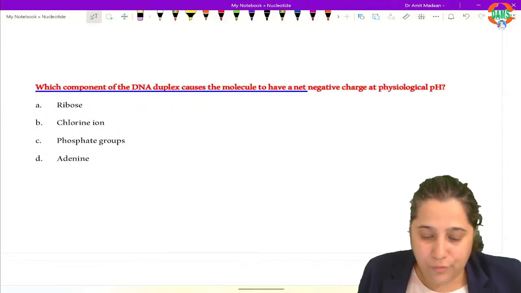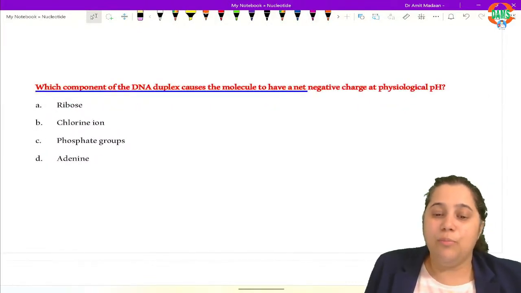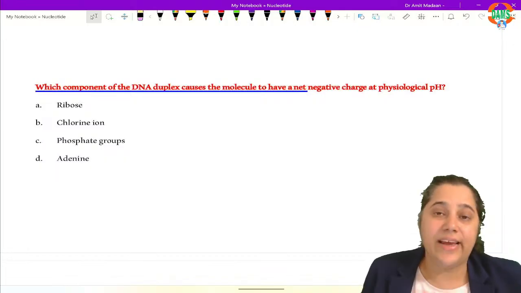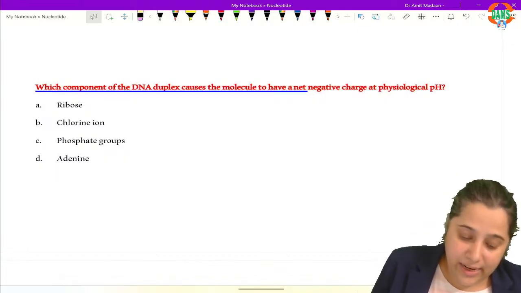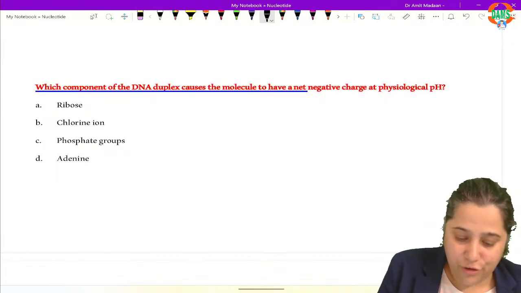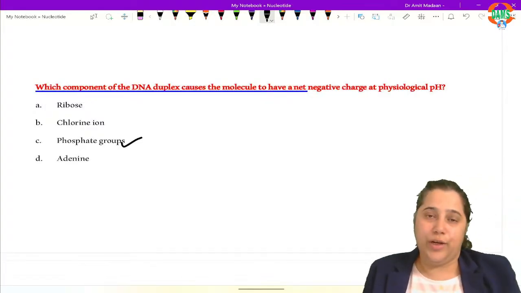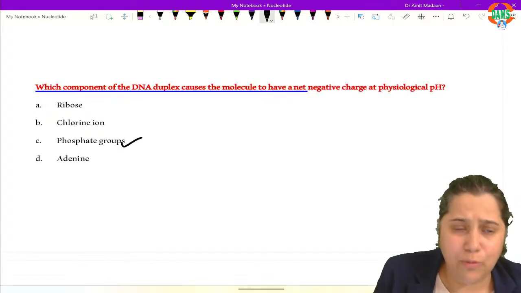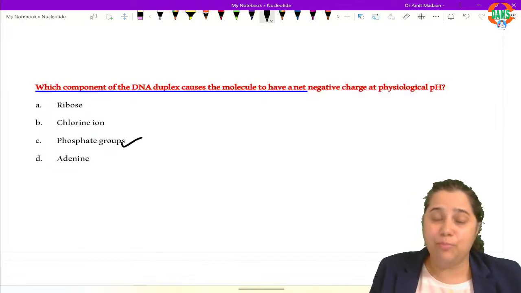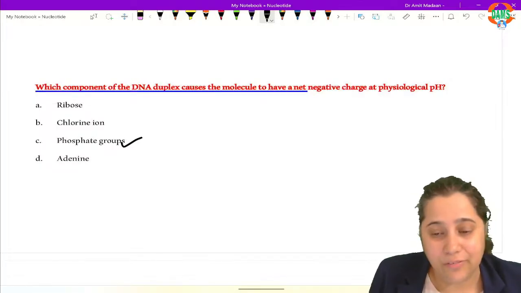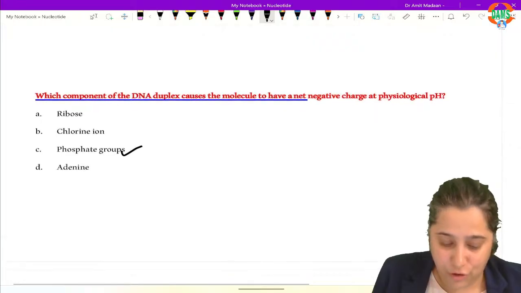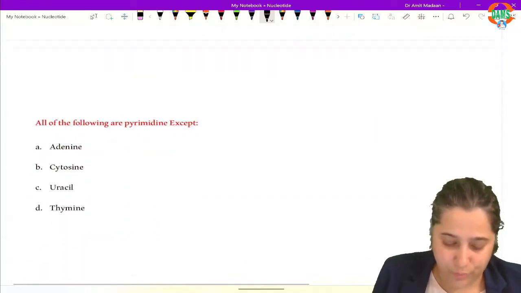Which component of the DNA duplex causes the molecule to have net negative charge? The negative charge is present due to the phosphate groups. The ribose is also having negative charge, but the phosphate is highly negative. So the negative charge is due to the presence of phosphate groups.